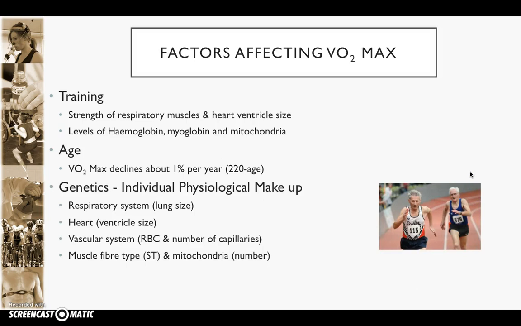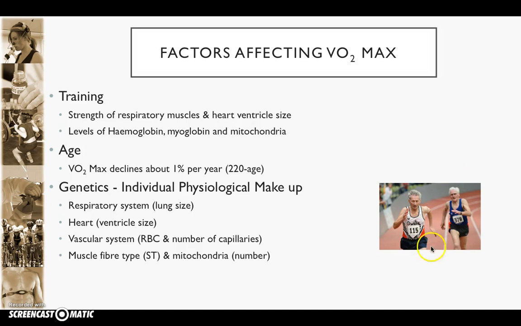Genetics, also known as individual physiological makeup. The greater the efficiency of the respiratory system, cardiovascular system, and muscular system to inspire, transport, and utilise oxygen, the higher VO2 max we will have. Strong respiratory muscles and large lung capacities can inspire more air. A large and strong left ventricle will increase stroke volume and cardiac output, raising our blood flow. Increased hemoglobin content of the bloodstream will transport more oxygen for aerobic endurance performance.